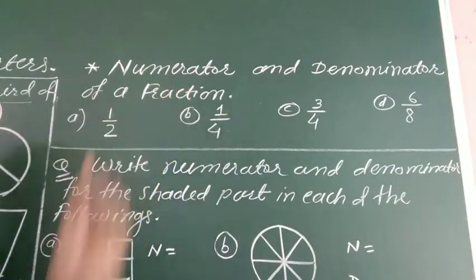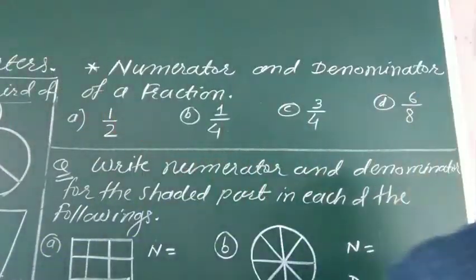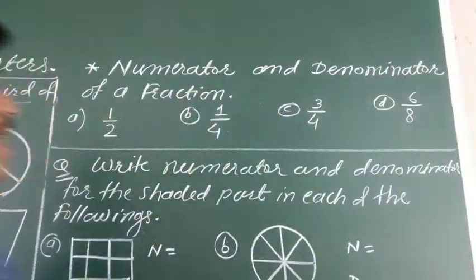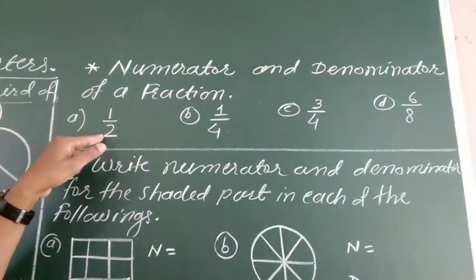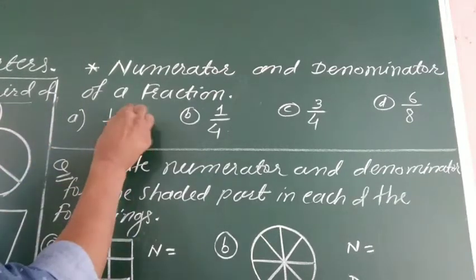Numerator and denominator of the fraction. Dear student, I already told you that in a fraction the upper part is numerator and the down part is denominator. Okay, so see, upper part is 1/2 means 2 parts are there. Out of 2 parts, 1 part is this, this is half. So what is this beta? Upper part, it is numerator.